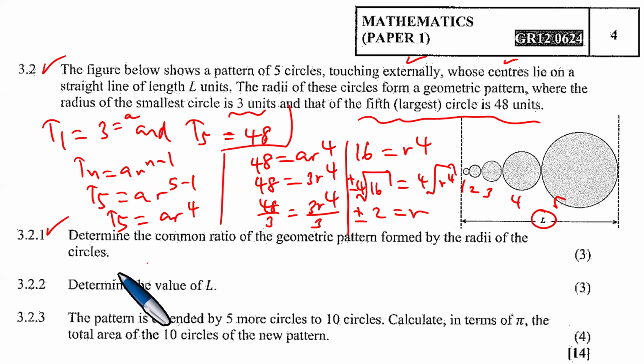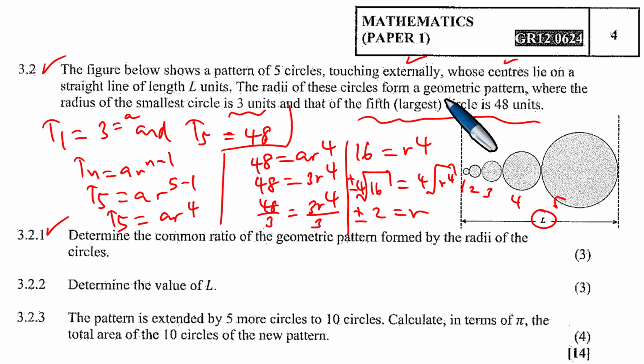If R is plus or minus 2, the question is: is R positive, or is R negative, or can R be either negative or positive? It's something you need to look at and think about very cautiously. Because if you look at this particular question, the examiner is clear that the figure below shows a pattern of 5 circles touching externally, whose centers lie on a straight line of length L units.